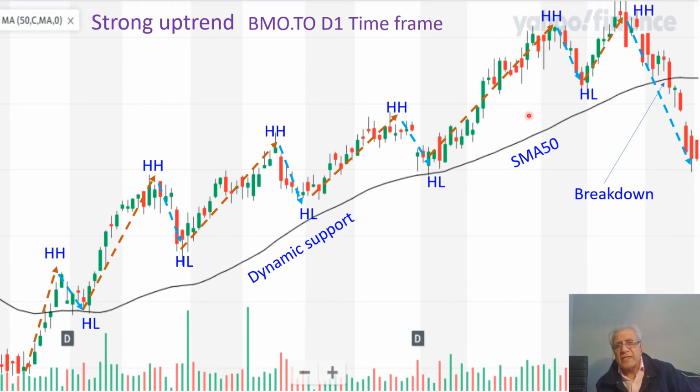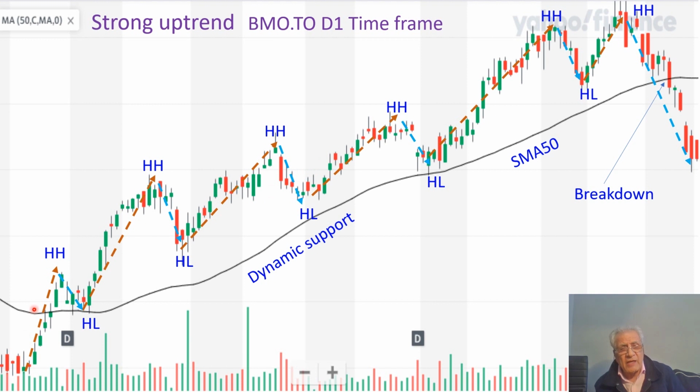This is the Yahoo Finance BMO stock. I installed the SMA 50 with a 50-day period. Now the price is strong and above the simple moving average. So this is considered dynamic support. The simple moving average here is considered dynamic support since the price is above it.